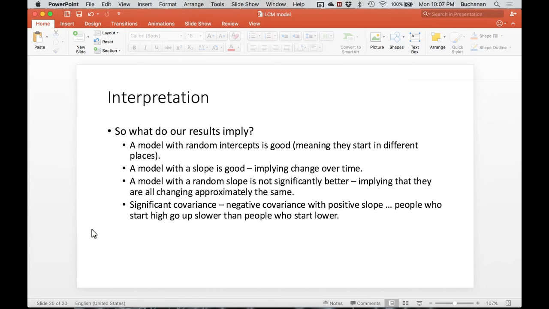So people who start high go up slower, people who start lower go up faster, right? And so with that interpretation, you just have to remember that negative covariances mean high intercepts are tied to lower slopes, meaning closer to 0 or more negative slopes. But the slopes in this case were positive, so I meant closer to 0. If your slopes are negative, it's the reverse situation. Okay.